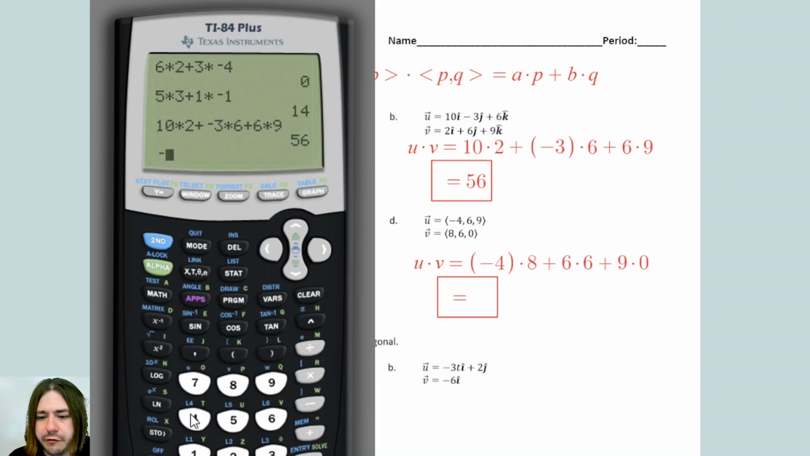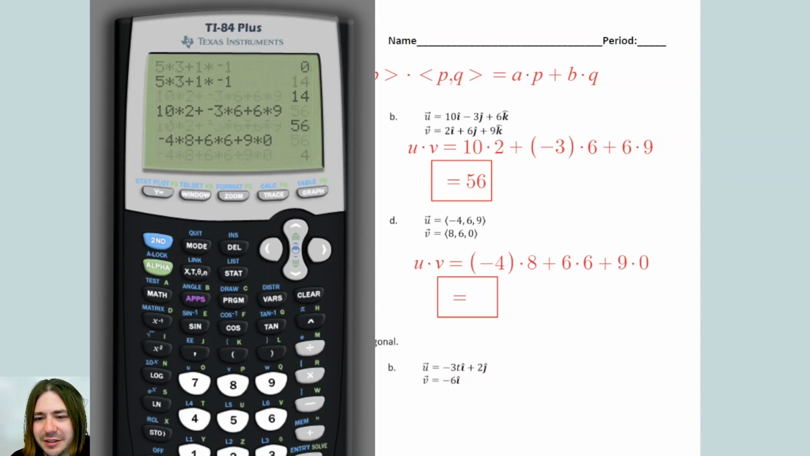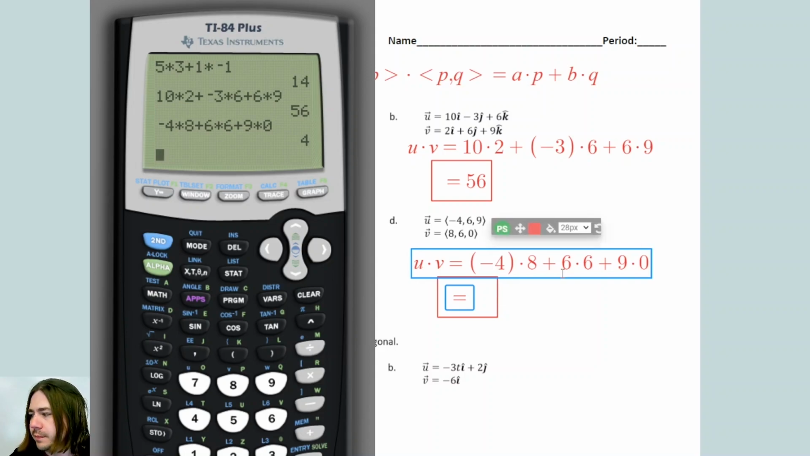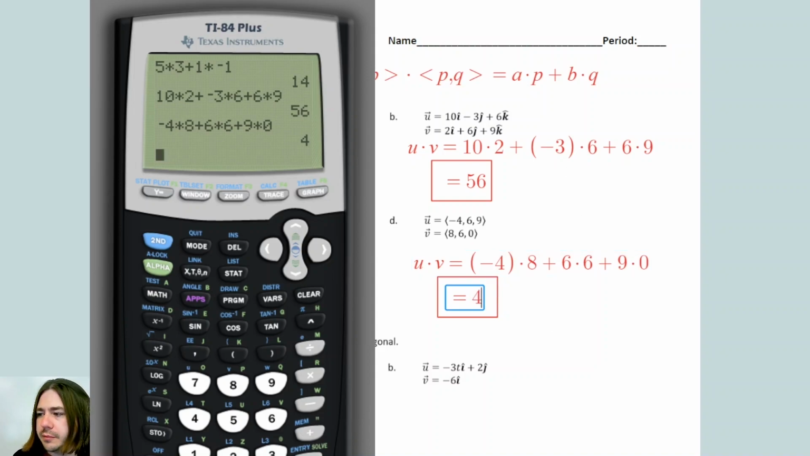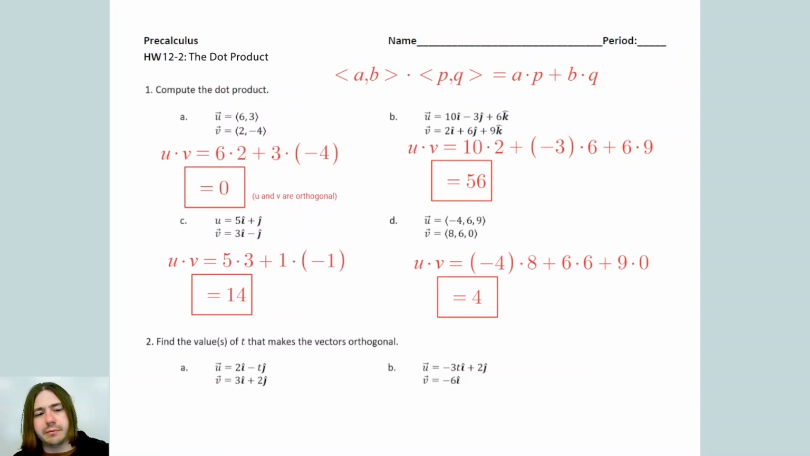So we've got negative 4 times 8 plus 6 times 6, that'll be 36. And then the last one, 9 times 0, which will be 0. I don't really need to type that in because adding 0 is not going to do anything, but I'm going to go ahead and just do it anyway. Okay, so we get 4. So there's the first 4 problems, or at least A, B, C, D for number 1. That's how you compute the dot product.